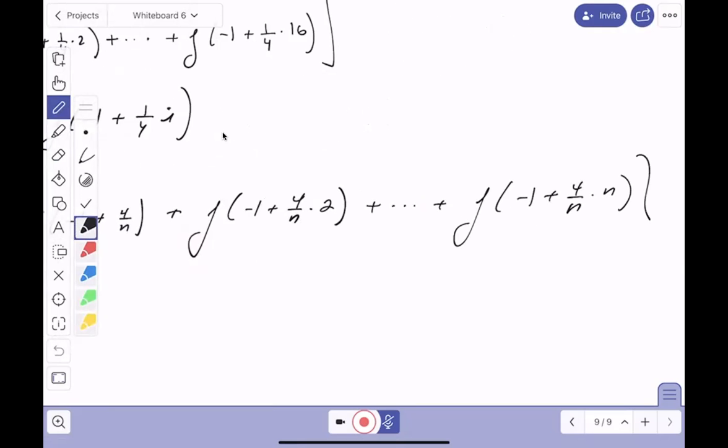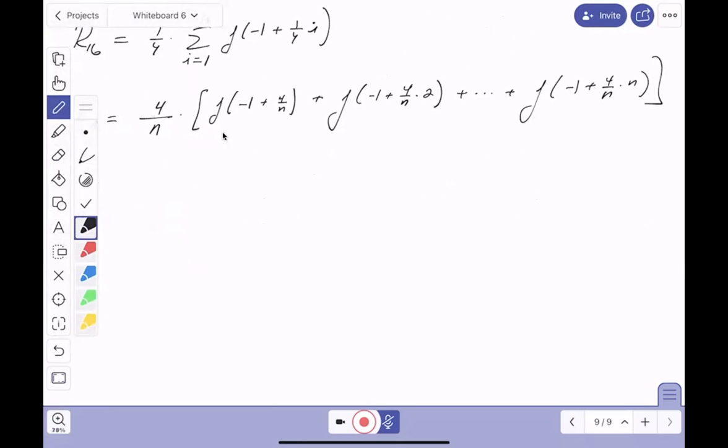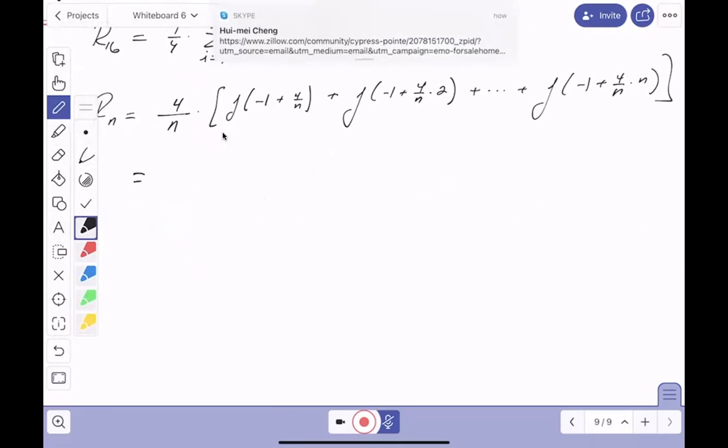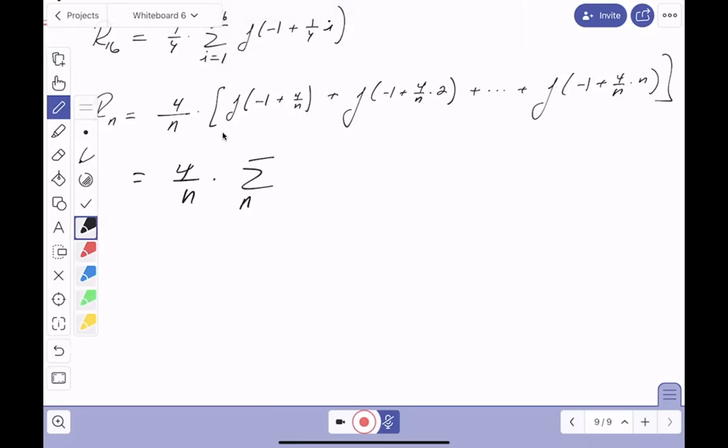There's n partitions, by the way. So what do I get over there? I got a nice sum formula. I'll write this down for you. So 4 over n times the sum. I'm sorry, not n. I don't want to use n. I equals 1 to n of f of -1 plus 4 over n times I.